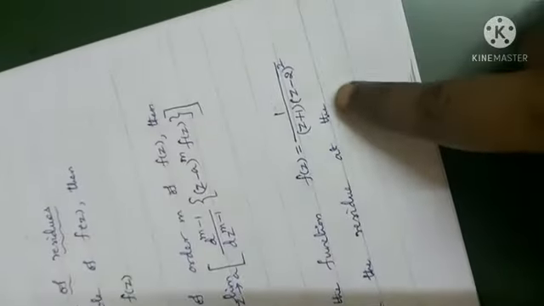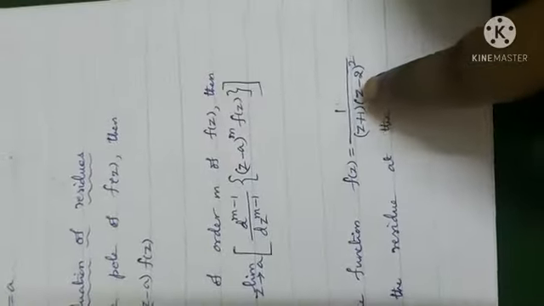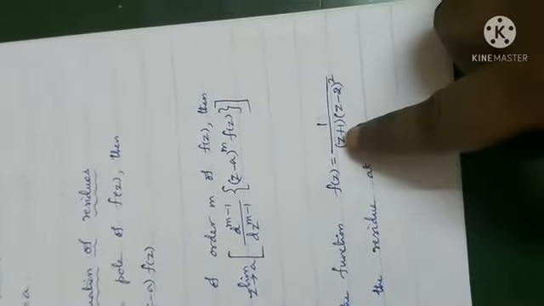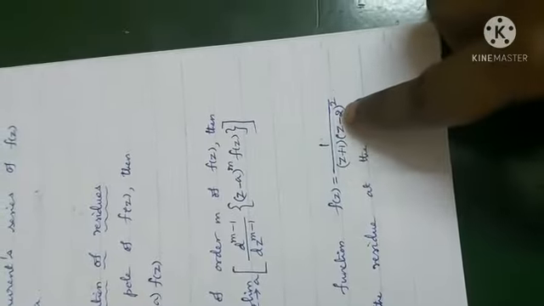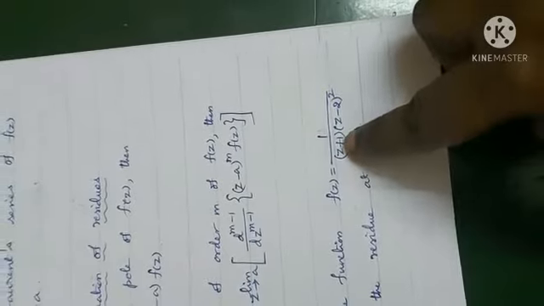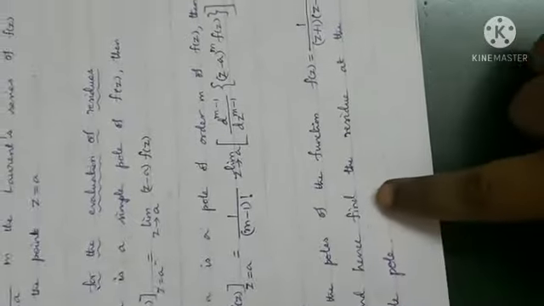Find the residue of the function. First problem: find the residue at the poles. Find the residue at the simple pole. First you find the poles of the function. So for this function, equate the denominator to 0 to find the pole or singular point. Equate the denominator to 0: (z plus 1) into (z minus 2) whole square equal to 0, or z equal to minus 1, z equal to 2. Hence the poles are z equal to minus 1, a simple pole, and z equal to 2, a pole of order 2. First question, find the poles. Later, second question, find the residue at the simple pole.